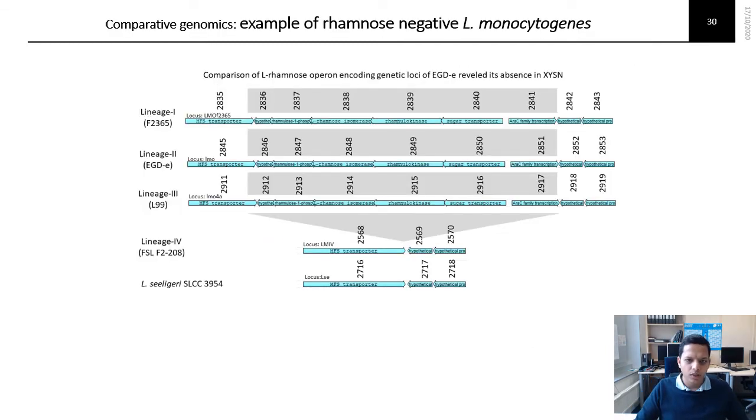For comparative genomics, I would like to take the example of Listeria monocytogenes and its rhamnose utilization ability. Now, Listeria monocytogenes isolates are grouped into 4 lineages: lineage 1, 2, 3, and 4. Lineages 1, 2, 3 can utilize rhamnose, but lineage 4 cannot. Other species of Listeria, for example, Listeria seeligeri, also do not utilize rhamnose. Now, what's the difference at their genome level?